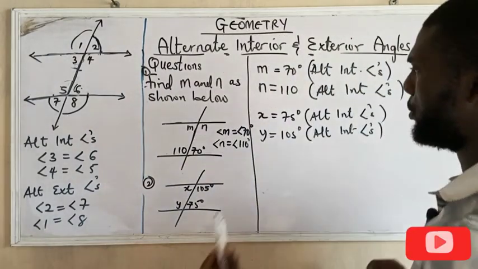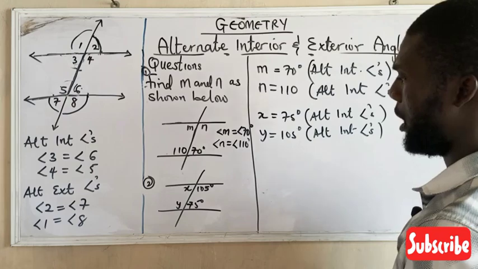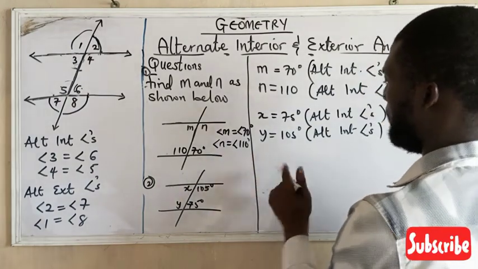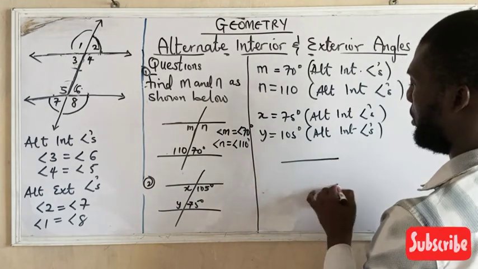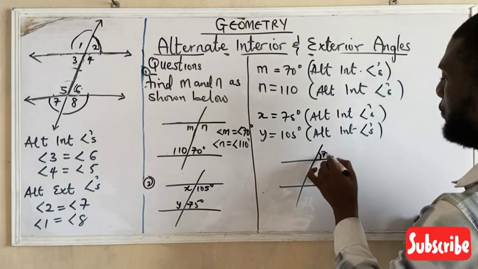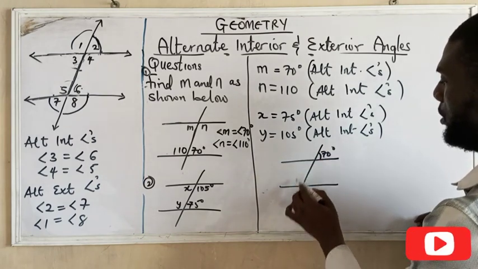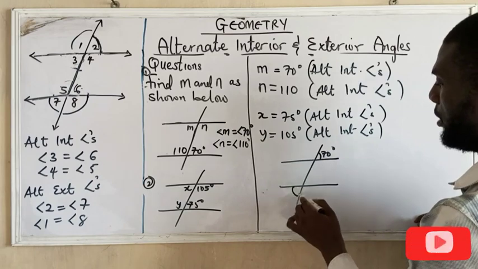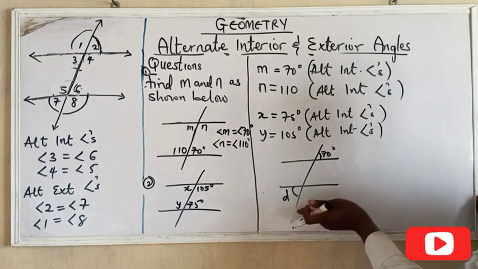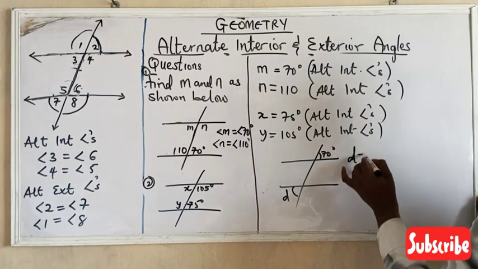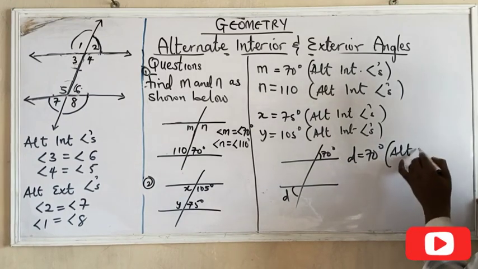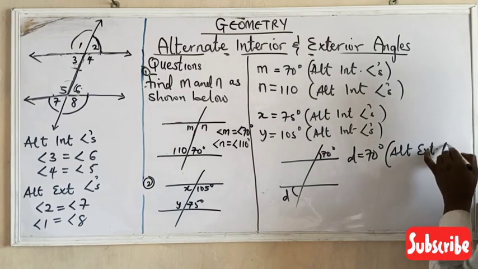So let's quickly look at how we can analyze that. Let me start an example here. Let's say we have 70 degrees, and this is my letter D. The question says we should find letter D. So automatically I will say D is what? 70 degrees. Reason: alternate exterior angles.